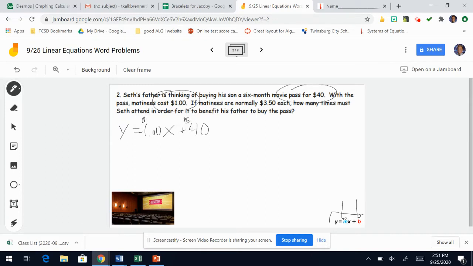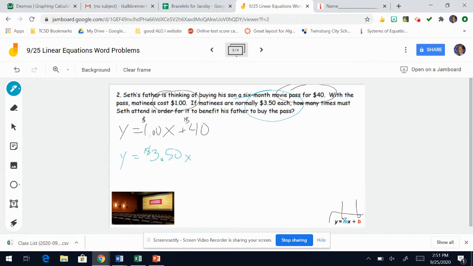So that's that equation. The other equation that we're talking about is normal pricing, $3.50. So what does that look like? It says y equals 350x. So we have two equations.